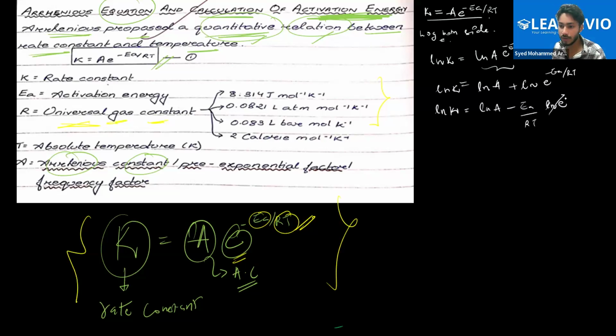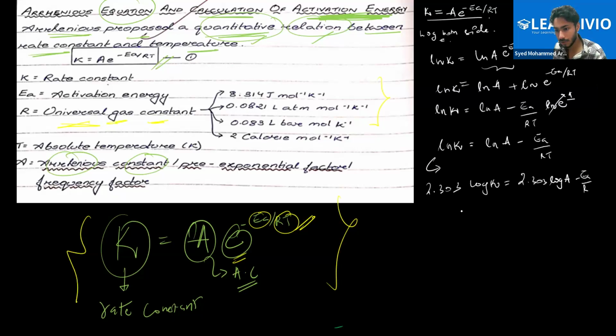So ln e would be 1, and this is the relation: ln K equals ln A minus EA upon my RT. If I convert this into log base 10, then this would be 2.303 log K equals 2.303 log A minus EA upon my RT. And if I divide this equation by 2.303, I'll get this. So this is the equation that I want.